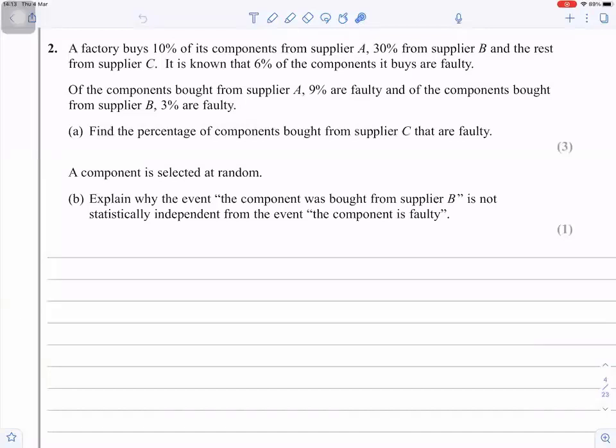Question number 2. A factory buys 10% of its components from supplier A, 30% from supplier B, and the rest from supplier C. It is known that 6% of the components it buys are faulty. Of the components bought from supplier A, 9% are faulty, and of the components bought from supplier B, 3% are faulty. Find the percentage of components bought from supplier C that are faulty.